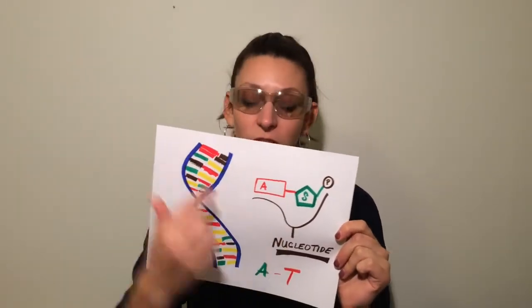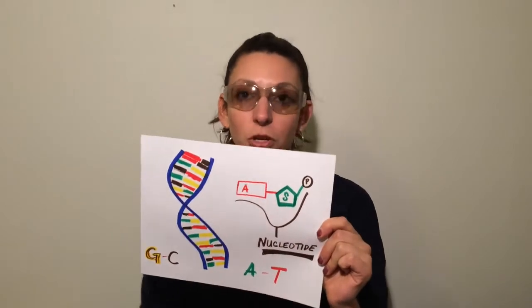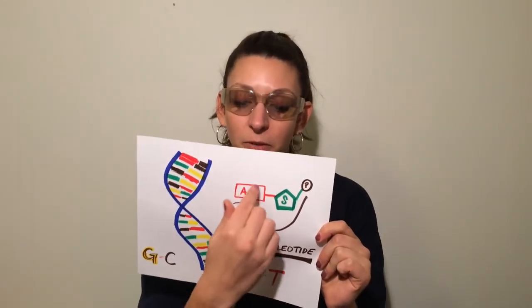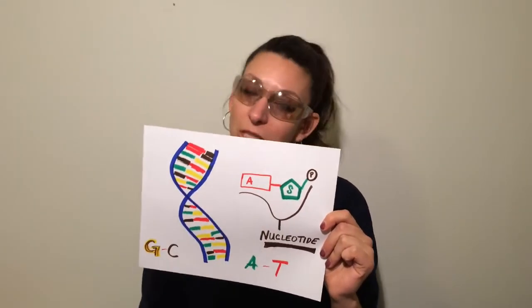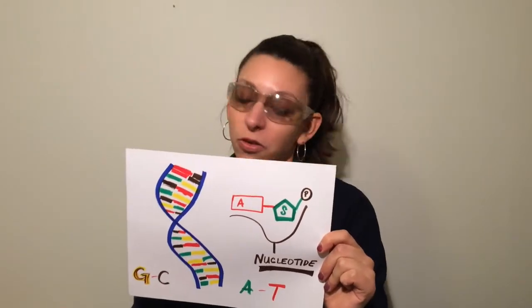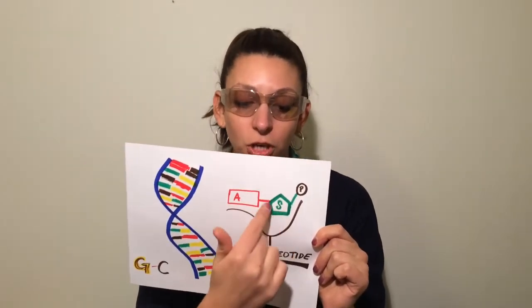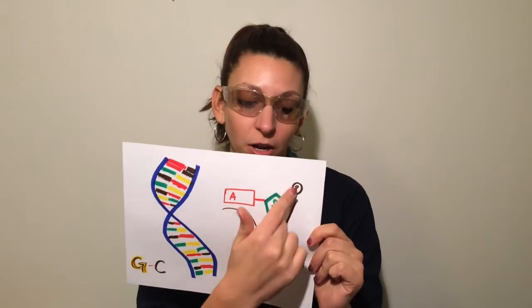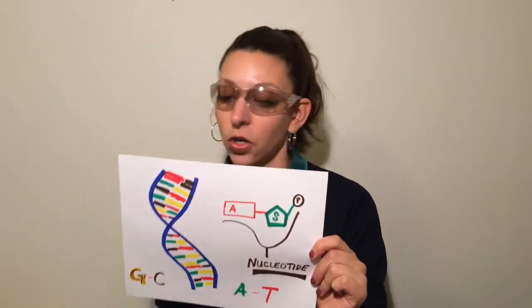This whole little section right here, if we zoom in, we have what we call a nucleotide. The base is going to be right here, either A, T, G, or C: adenine, thymine, guanine, or cytosine. We have a sugar connected to it, and then a phosphate right here. And again, all three of these together is our nucleotide.